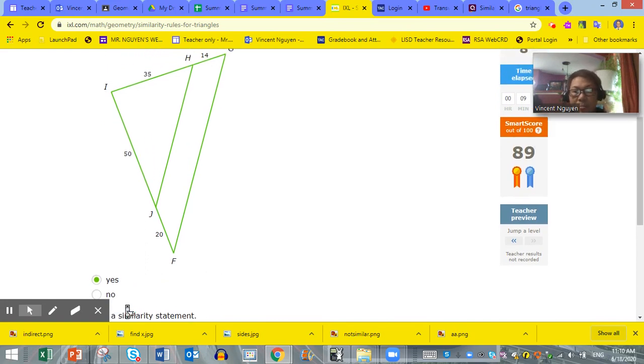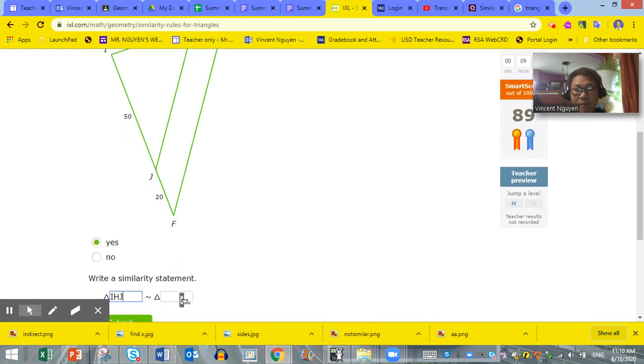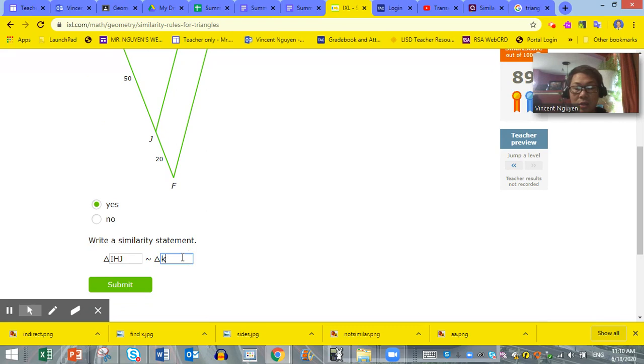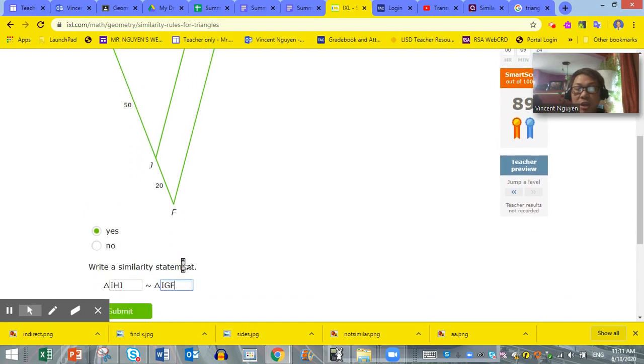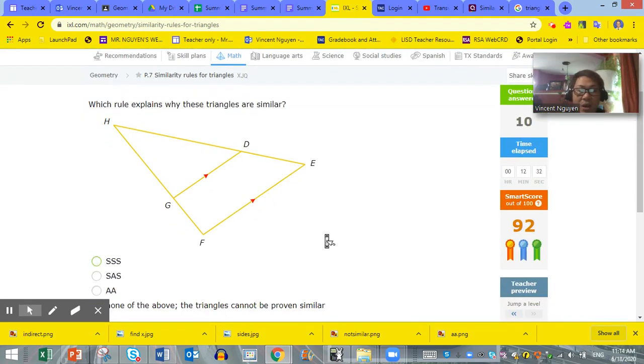HJ for the little one. For the large one, I'm going to travel the exact same direction, and I'm going to start at the exact same location. So I'm going to start at I, and I go clockwise to G, and then to F. Okay, so IGF. That's not F. There you go. IGF. Ta-da! Yay!